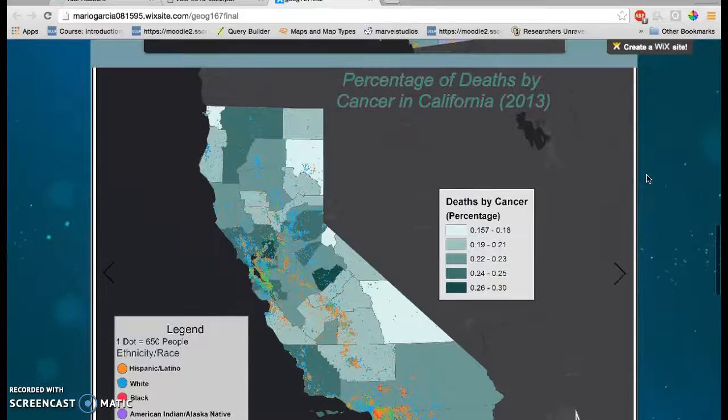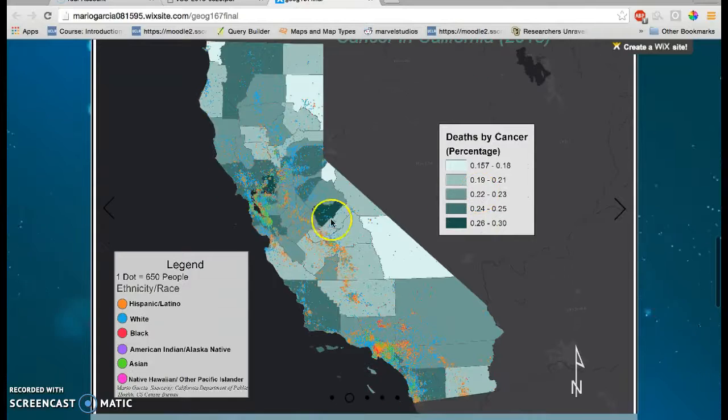This map is the same as the one before, but this time it's based on cancer and cancer percentages. We can see here that this county, for example, suffers from a high death rate from cancer, while these counties right here and here don't really suffer from cancer as much.